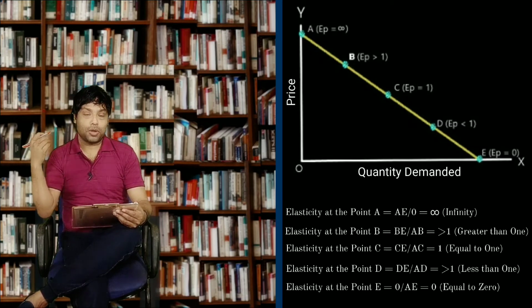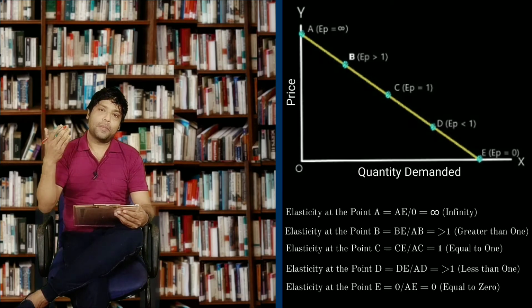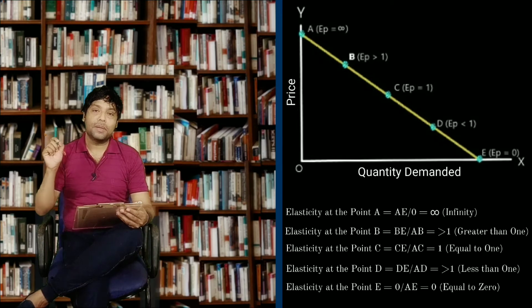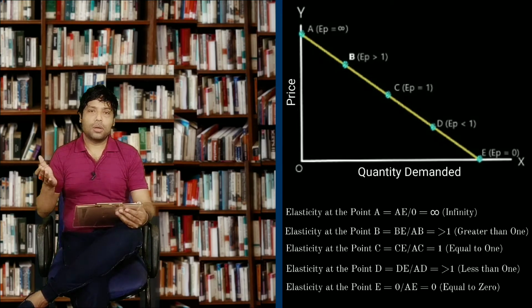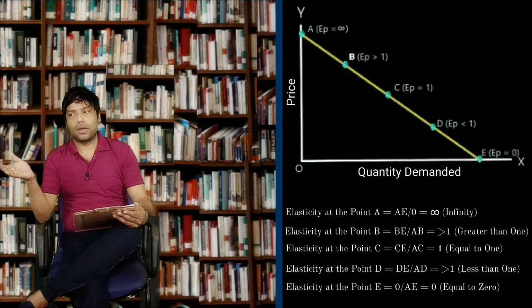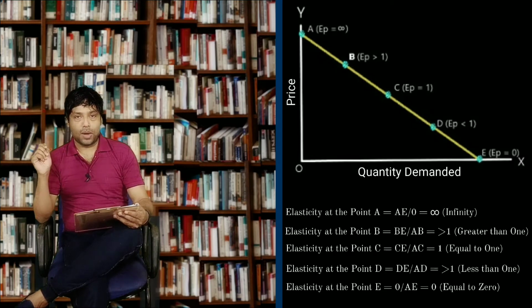Now come down to the point C. Here the lower part is CE, and the upper part is AC. We have already assumed that C is the middle point. So obviously CE is equal to AC. Any value divided by the same value will be equal to 1. For example, 2 divided by 2 is equal to 1. But 9 divided by 9, how much will it be? It will be 1. So therefore at the point C we have written the elasticity value as 1.